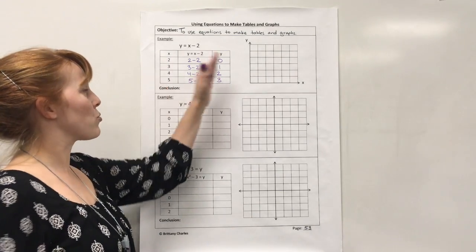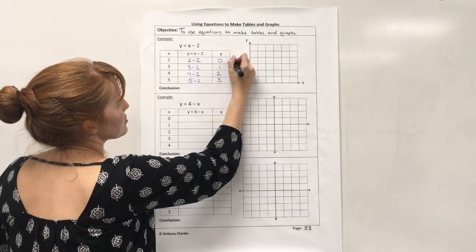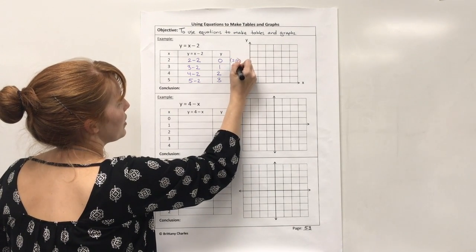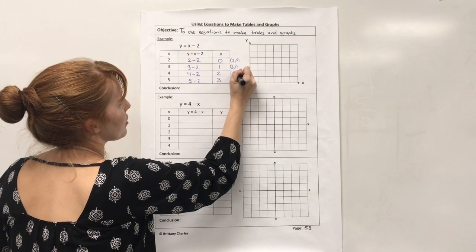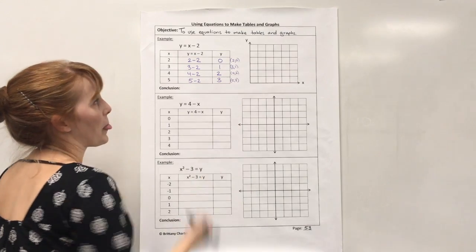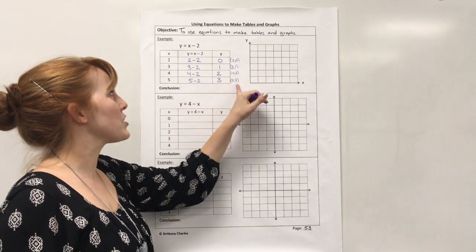So now I have these ordered pairs and I'm going to write them right here. So I've got (2, 0), (3, 1), (4, 2), and (5, 3). All right, so these are the points I need to graph.